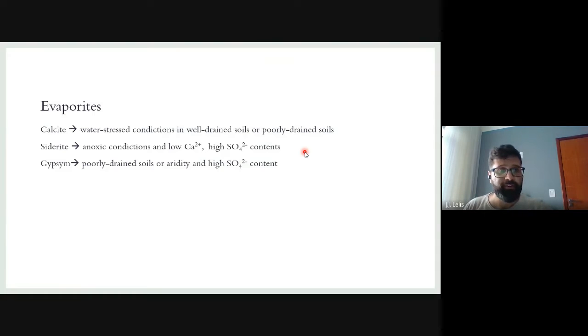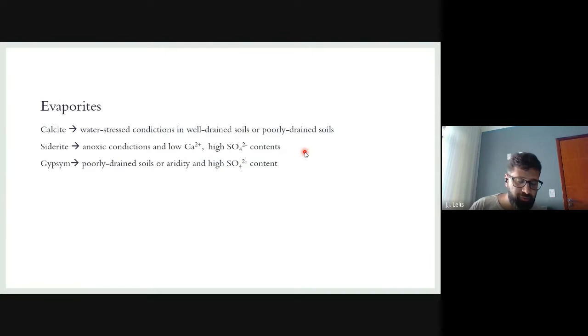We can also see the evaporites, and the evaporites are very good features that express the physical and chemical conditions that formed soils. They are not so abundant that we can see them in all soils, but when you find something like an evaporite, it tells us a lot about the formation of that horizon or layer.